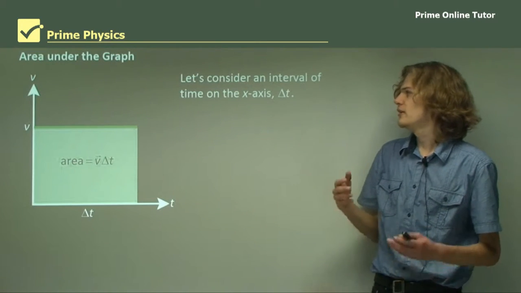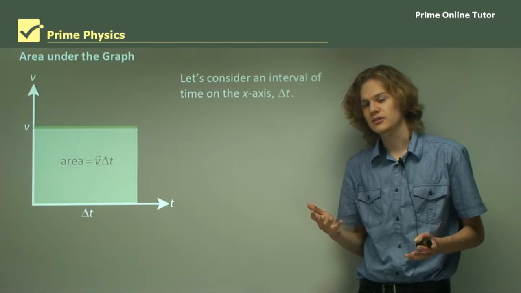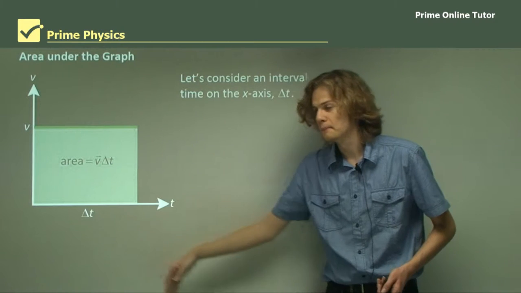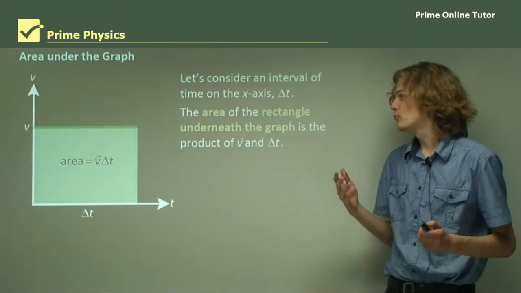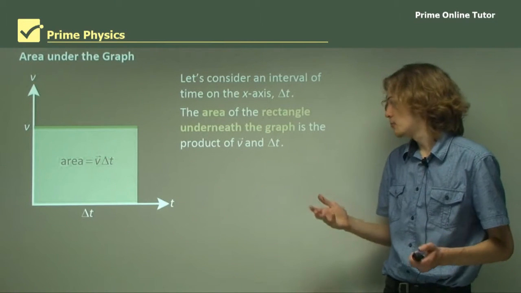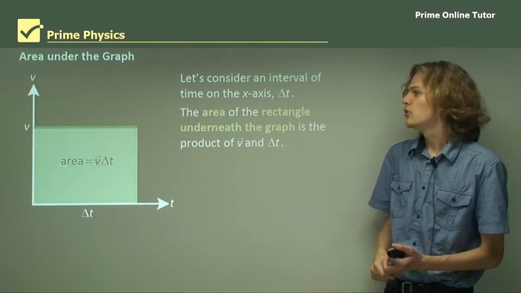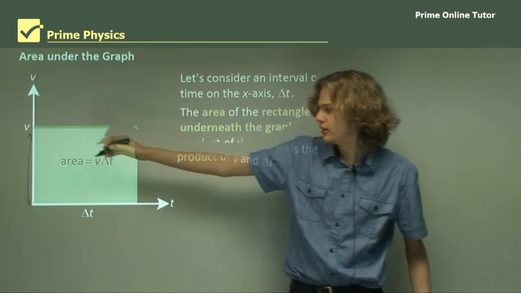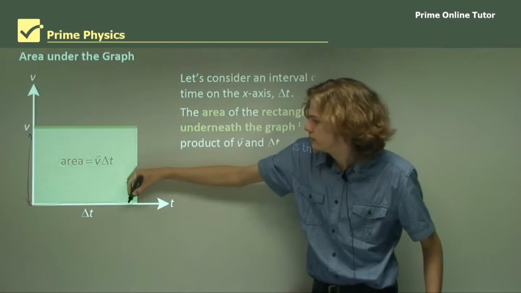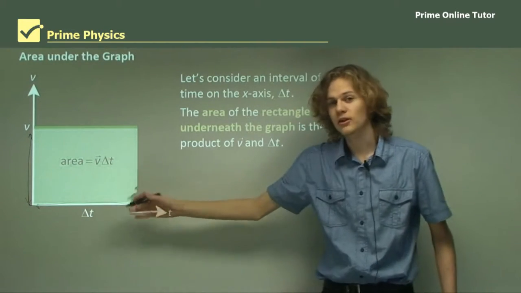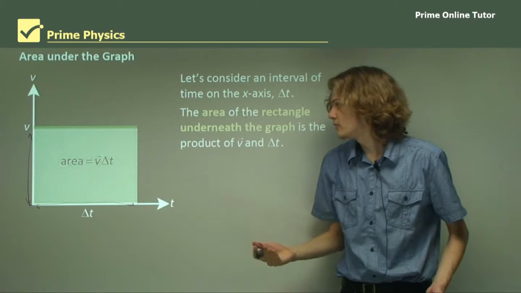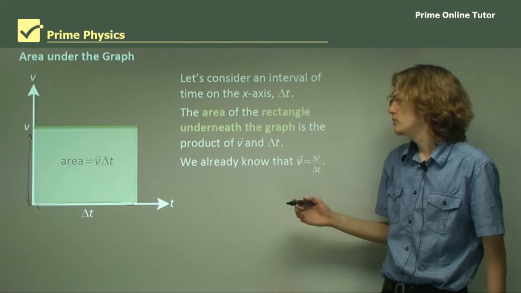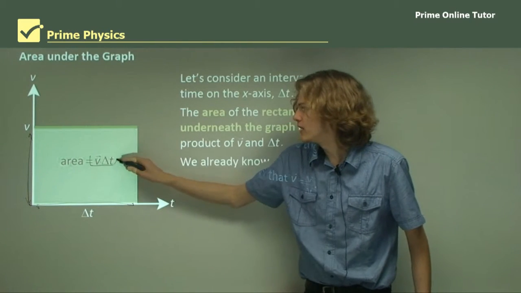Now, let's consider an interval of time on the x-axis, delta t, which we can see at the bottom here. The area of the rectangle underneath the graph is the product of v and t, because we can see that the height of this rectangle is given by v, the velocity, and the length of the rectangle is given by delta t, the interval on the time axis. And so we can see the area is v times delta t.